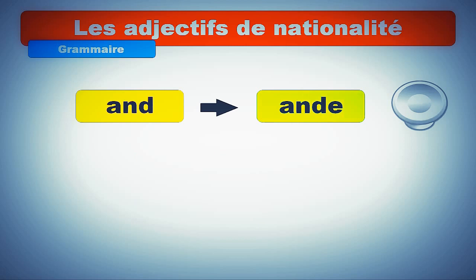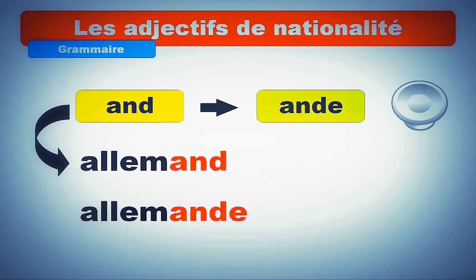And then en, so A-N-D, final D is not pronounced, so it's en, and feminine form is and. Okay, so you can see that the final E in the feminine form only gives you the possibility to pronounce the D, okay? Alright, so let's have an example. Allemand, repeat. Allemande, repeat.